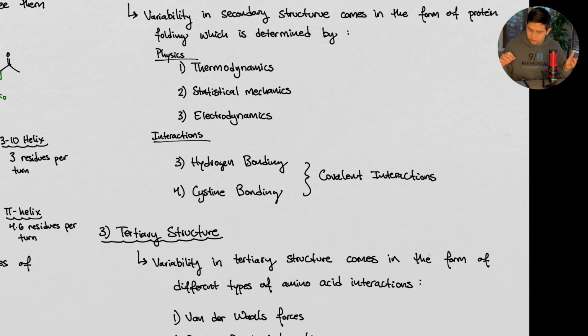Then we also have types of interactions that we'll talk about. We've talked a little bit about hydrogen bonding. Cysteine bonding is also very important. I'm realizing right now I should erase this because hydrogen bonds are not covalent interactions. I'll just erase that altogether.